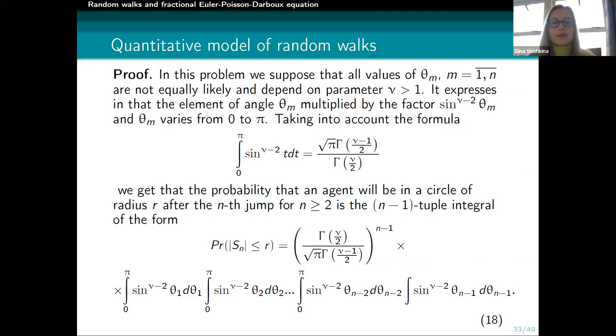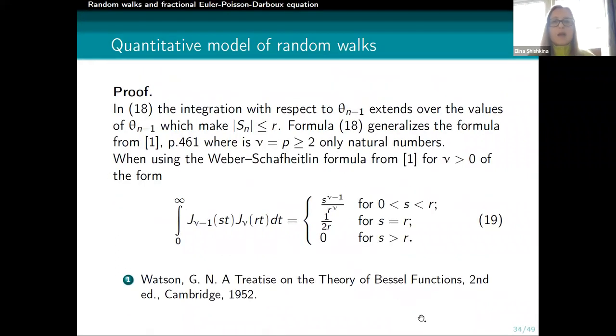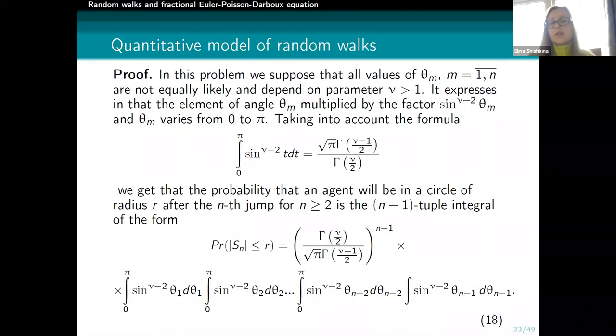First, here we use this (n-1)-tuple integral of this form. And here we can see the determinant, which can be found when we use spherical coordinates. And in formula 18, the last or the first integral is presented here. Here we do not have limits in this integral, and theta_{n-1} extends over the values such that S_n is less or equal to R. So in this step, we just can't put limits in this integration.